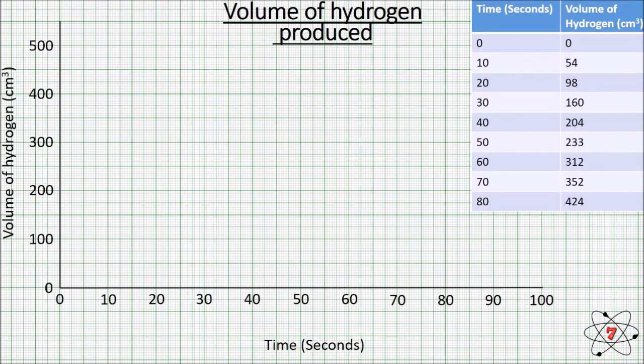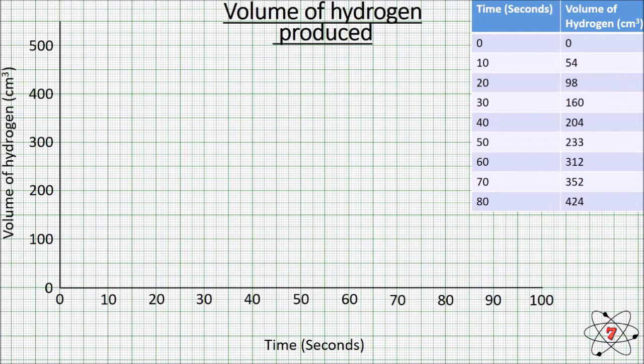We have a very basic graph here, and we're going to plot a scatter graph. So we're going to be comparing two variables. We're going to be comparing time, which is our independent variable, and the volume of hydrogen produced, our dependent variable. So in this particular example, it might be adding magnesium to acid. So metal plus acid makes salt plus hydrogen. In this experiment, we would just be measuring the amount of hydrogen produced against time.